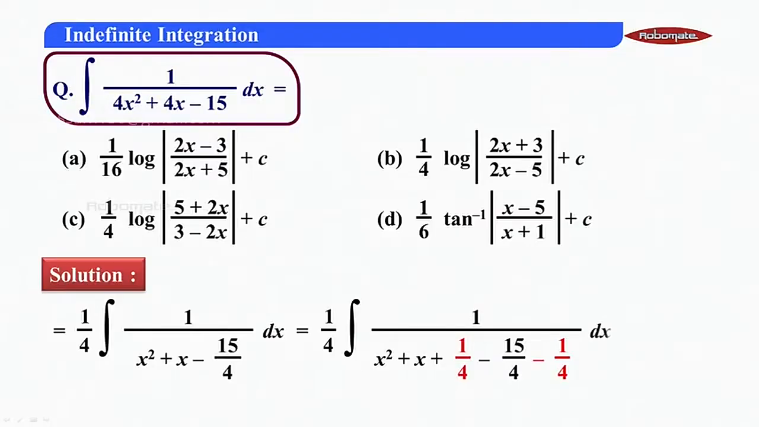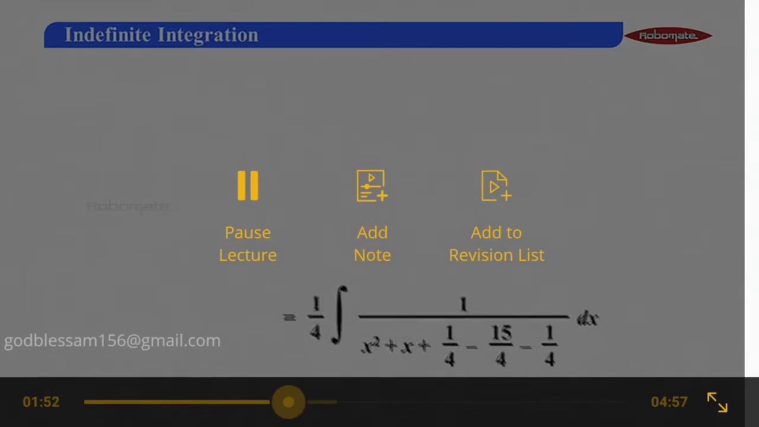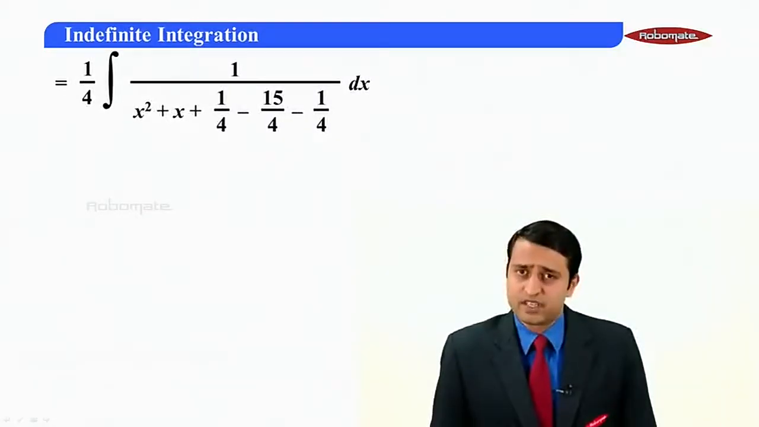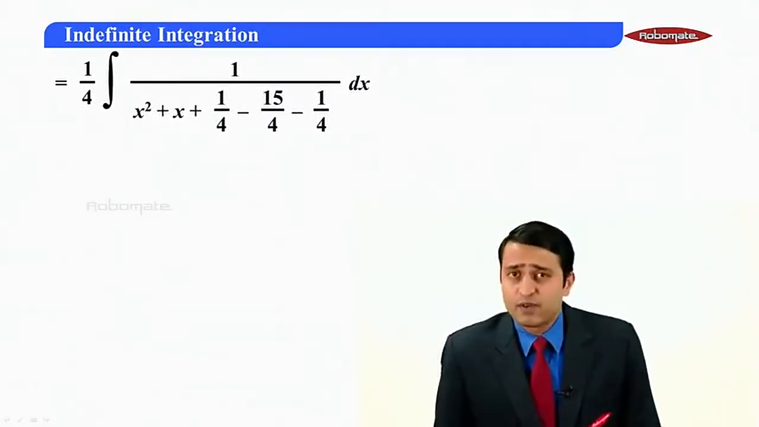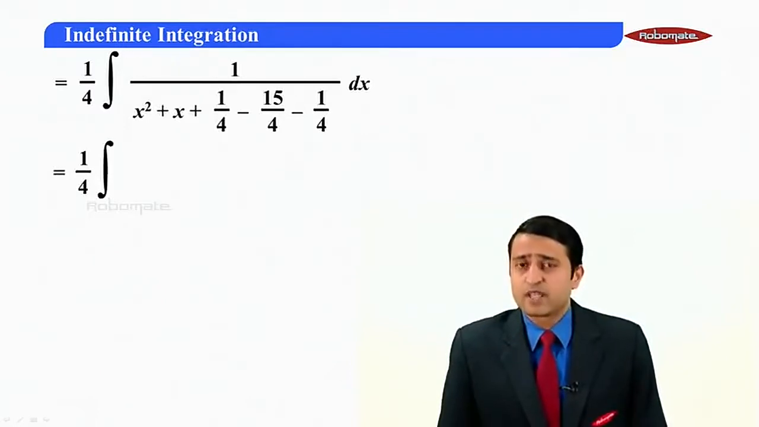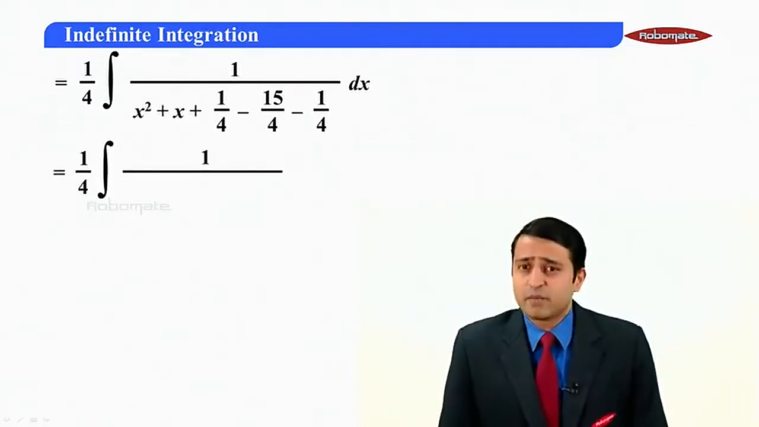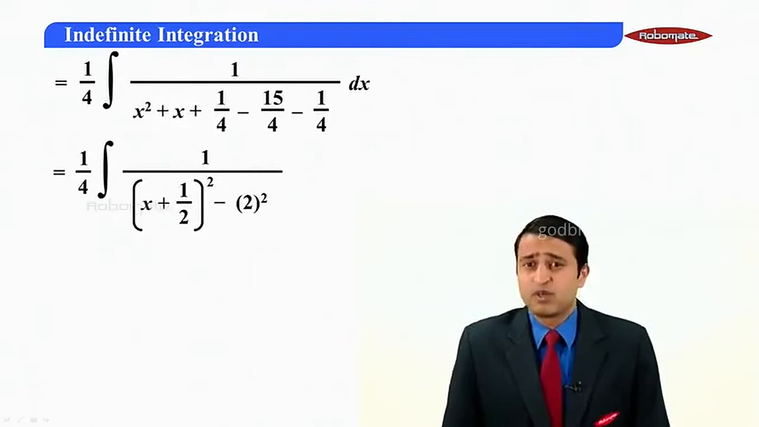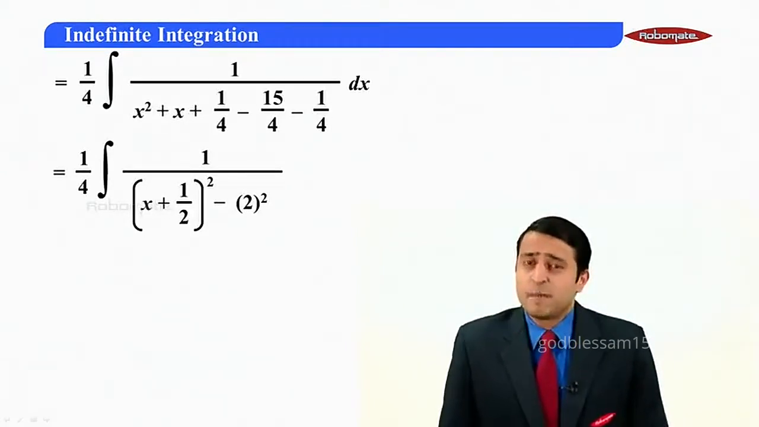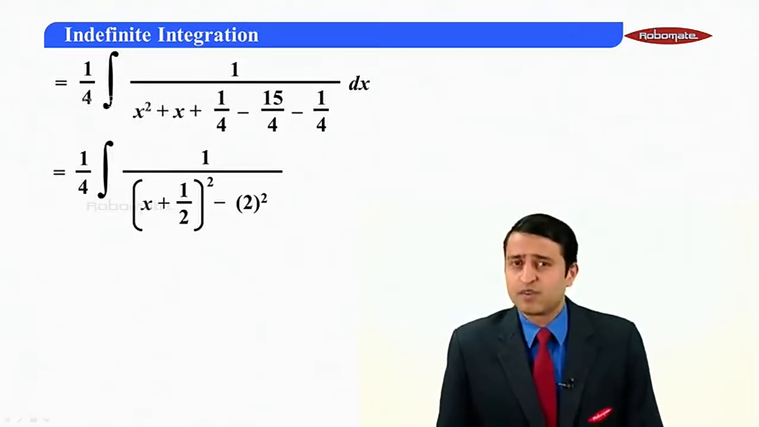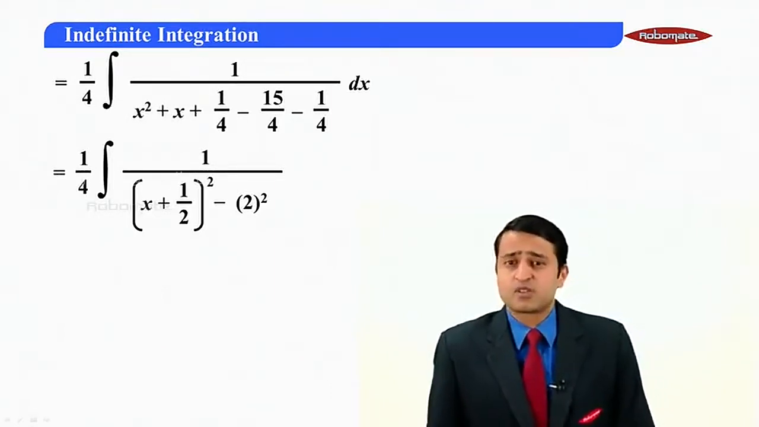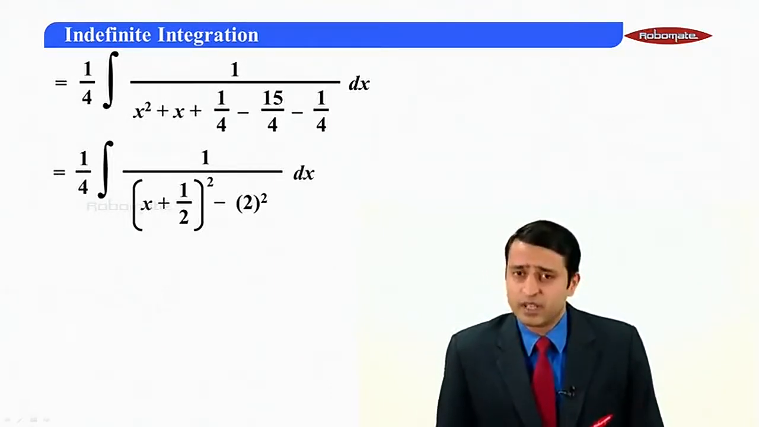Now my dear students, this is what is going to give me the standard form. Let's copy this here for our reference. Now 1 by 4 will be as it is. 1 upon x square plus x plus 1 by 4 can be written as x plus 1 by 2 the whole square, and obviously minus 15 minus 1, which is minus 16 upon 4, which is 4. So that is minus of 2 square. Is that okay, my dear students?